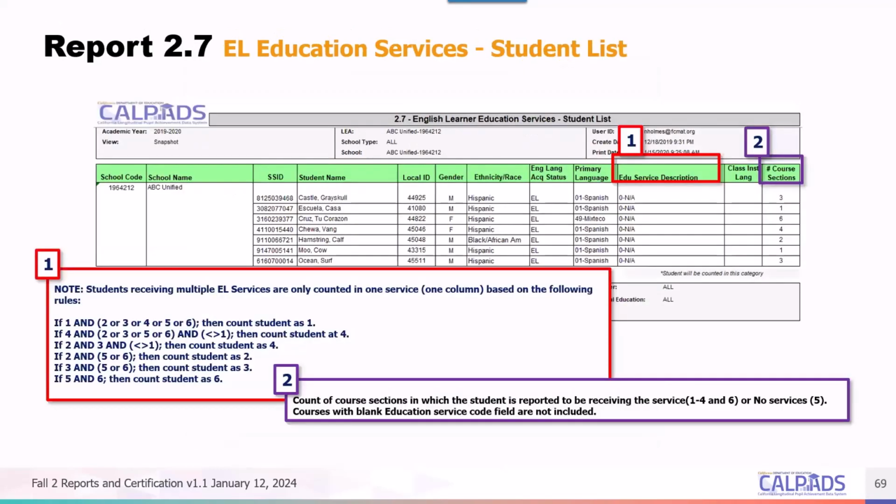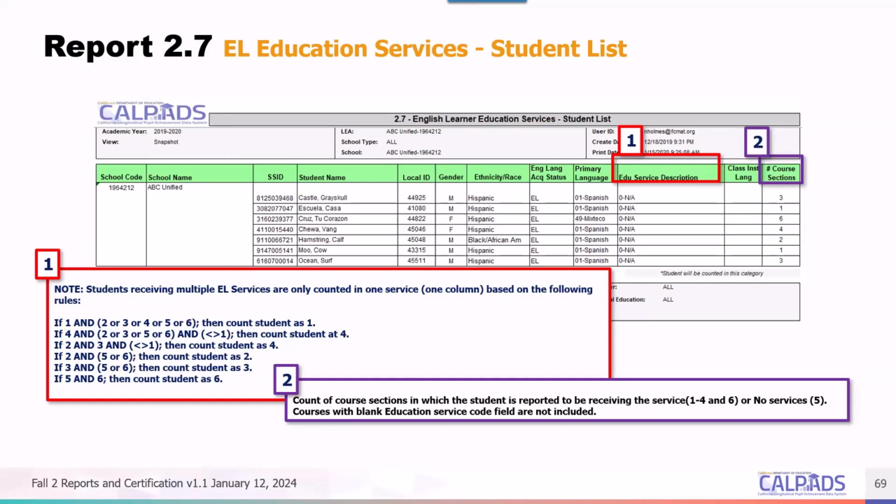Report 2.7, English Education Services student list. It provides information about your EL students and the education services they're getting that are counted in 2.4. This is the supporting report in the diagram Karen showed you.